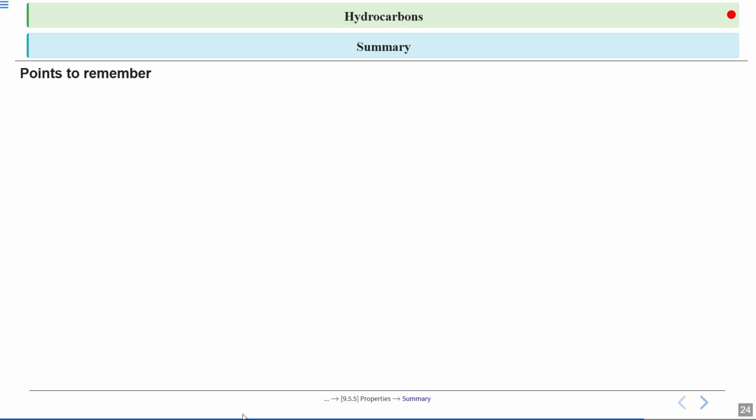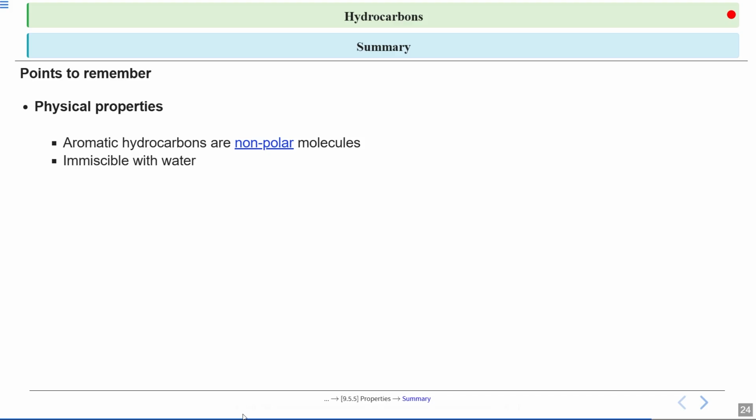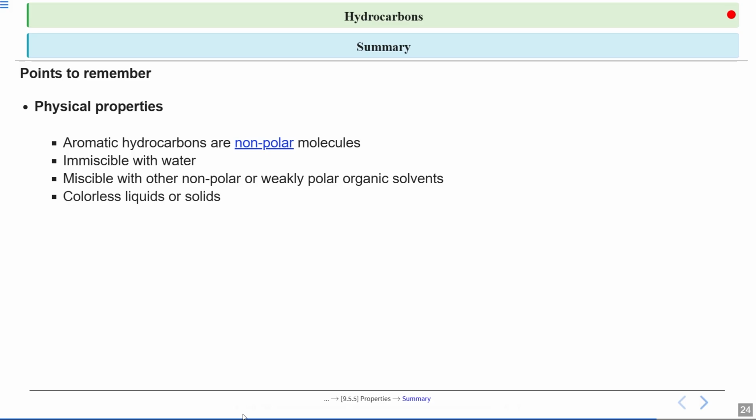Now to sum it up, what were the important points that we have gone through in today's lecture? First, about the physical properties. Aromatic compounds are non-polar in nature because carbon and hydrogen have a very low electronegativity difference. Next, due to this non-polarity, they are immiscible with a polar solvent such as water and miscible with other non-polar solvents or weakly polar organic solvents like carbon tetrachloride. Next, about its physical appearance, it is a colorless liquid or solid.